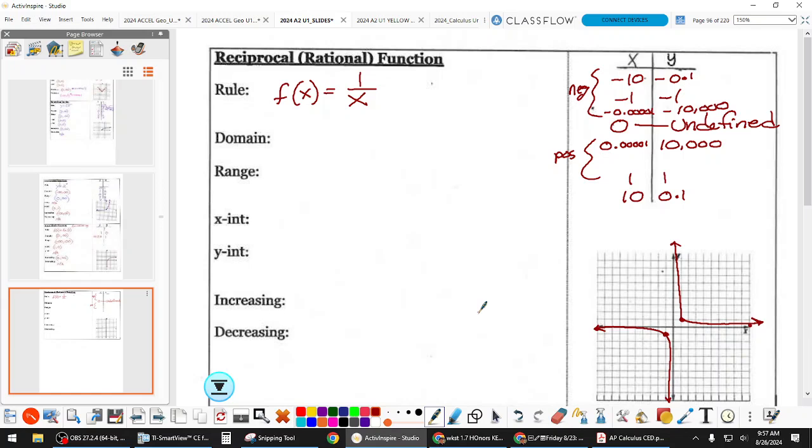Let's say it this way. There's only one number x can't be, right? Which is 0. Otherwise, I'm fine all the way to negative and positive infinity. So how do we show all numbers ever except 0?